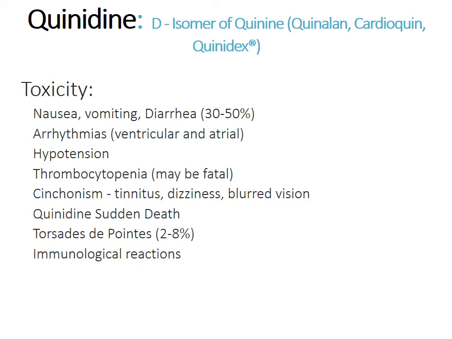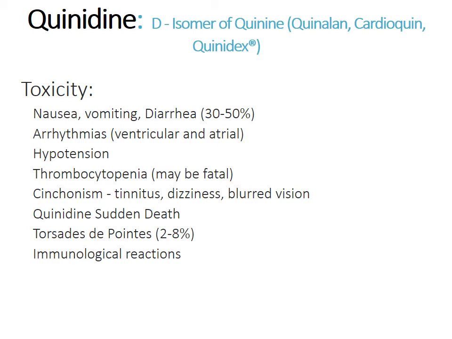So there's also a lot of toxicities of quinidine, which is probably one of the reasons we don't use it very frequently. Some of the things you're going to be seeing, nausea, vomiting, diarrhea are very frequently associated with quinidine, so 30 to 50%. As we said, any of these drugs can induce their own arrhythmias, so certainly arrhythmias could occur either in the ventricles or the atria. We said the alpha blocking effects could lead to hypotension, and then you can also see thrombocytopenia, although it may be rare, could be fatal in some cases.